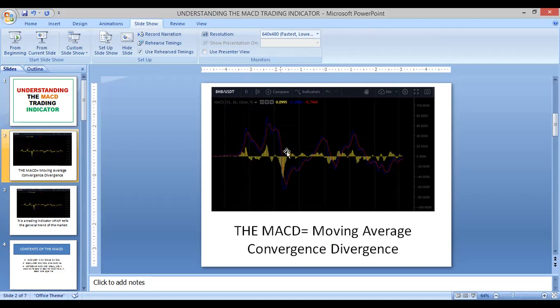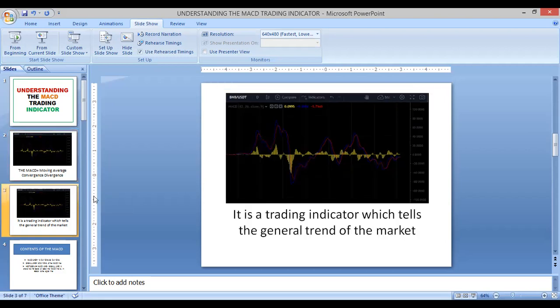All right, so this is just the pictorial representation of it. Don't worry, as we go deeper into this, you get to understand it and how you can always get it on your own trading exchange or trading interface. It's a trading indicator which tells the general trend of the market. Some books say that it's a momentum indicator. It all means the same thing: it tells you the party who is in charge. As we all know, there are basically three trends of the market: uptrend, downtrend, and then the sideways trend. Other people call it ranging markets.